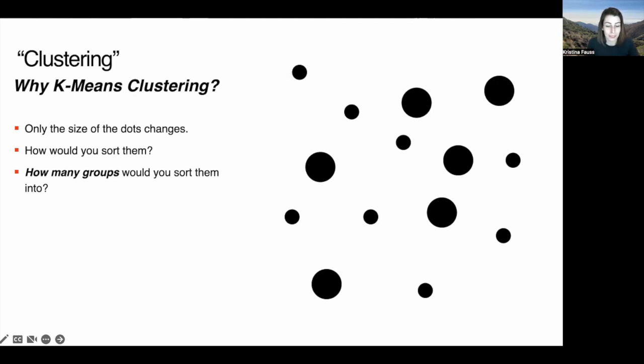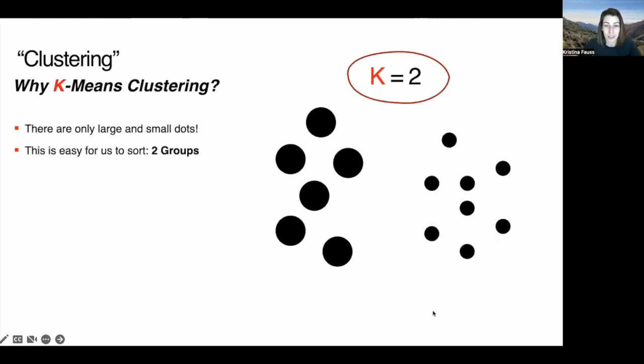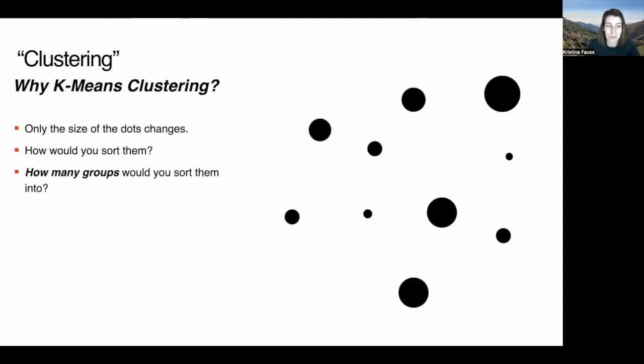And then this is how most people would do it. So you have K-means, K equals 2 for this group. And you can see that this group sorts very nicely into two groups by size. But it is not always that simple. And here you can actually see we have dots of varying sizes.